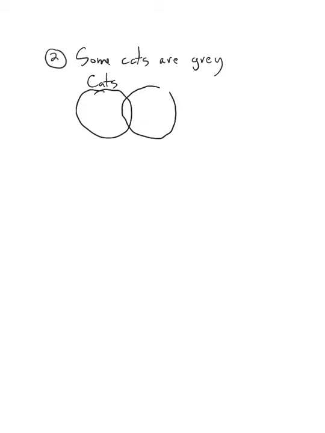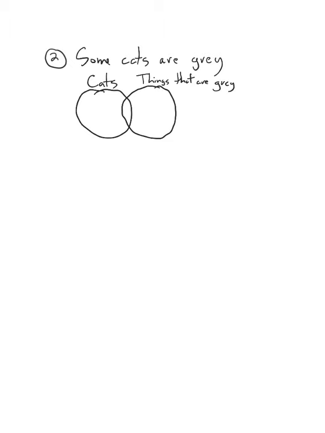So let's do some cats are gray. So again, well, if some cats are gray, here's all of our cats inside of that fence. And we'll take everything that's gray in the world and we'll put it in this fence. Things that are gray. And think about what this means.